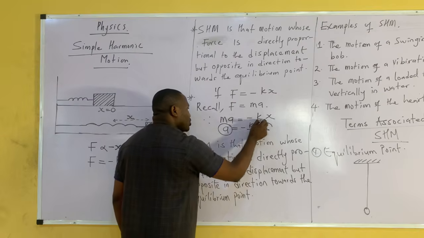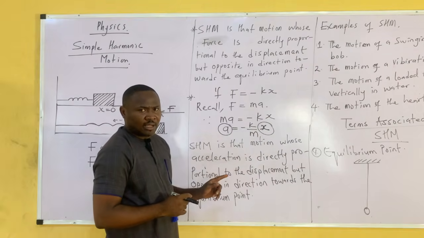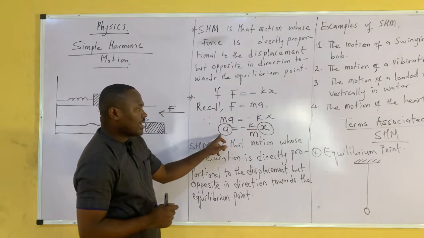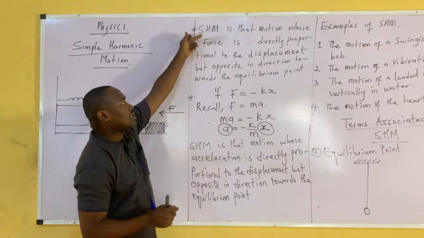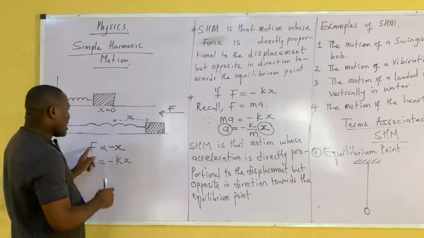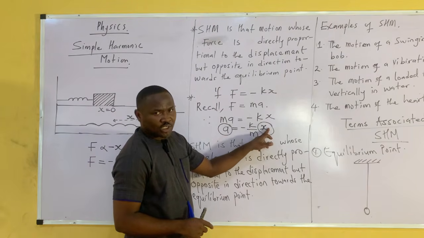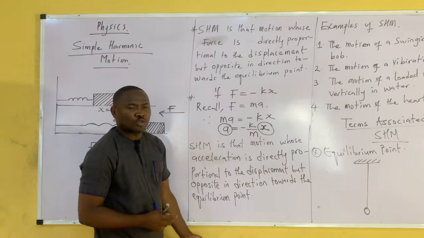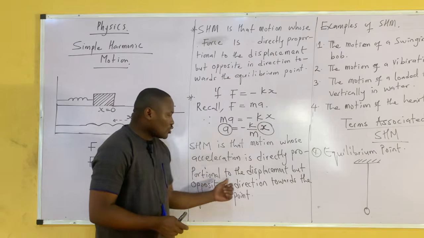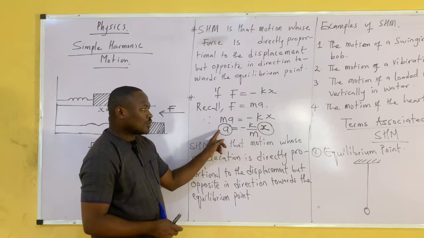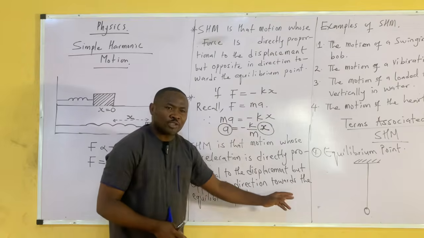a is proportional to x in this equation. a and x are directly related. So I can still define simple harmonic motion in terms of acceleration and displacement. Remember, the earlier definition was in terms of force and displacement. Now I want to define it in terms of acceleration and displacement. So what is simple harmonic motion? Simple harmonic motion is that motion whose acceleration is directly proportional to the displacement. Acceleration is proportional to displacement, but opposite in direction towards the equilibrium point.